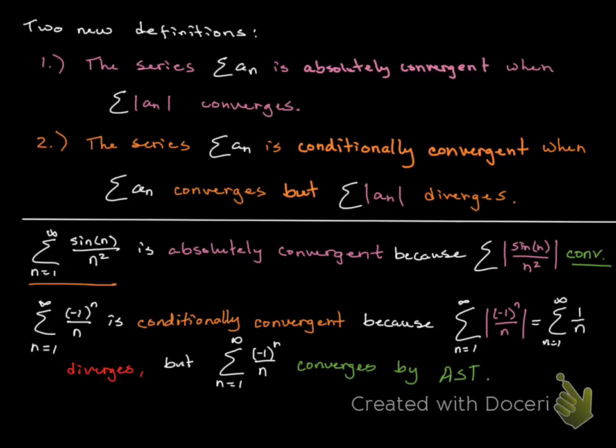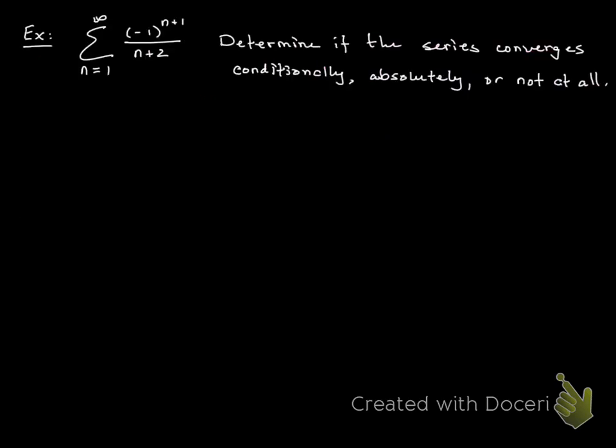Okay, so there's just two quick examples of a conditionally convergent and an absolutely convergent series. And I want to do one example here of where I go through and show you how to determine if a series is absolutely convergent or conditionally convergent. So here's my series: minus 1 to the n plus 1 over n plus 2. Determine if the series converges conditionally, absolutely, or not at all. Okay? So there's a chance that this guy just doesn't converge at all.